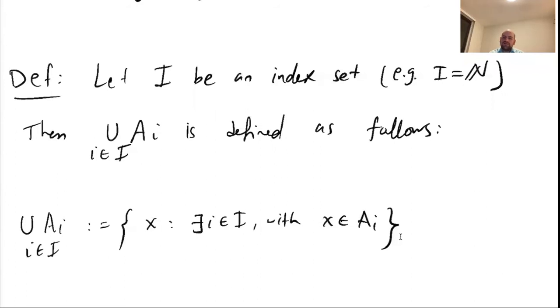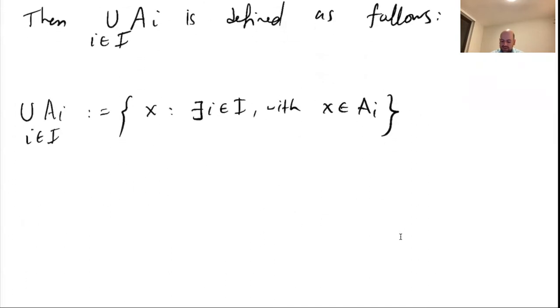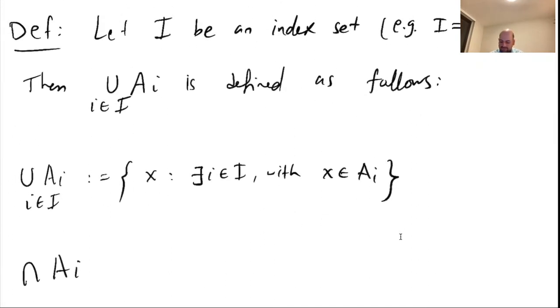So very similar definition to union of finitely many sets. Union of the AIs is the set of all elements X where X appears in at least one of the AIs. When we say there exists I in the index set with X belongs to AI, it means X appears in at least one of the AIs. And what about the intersection of the AIs?